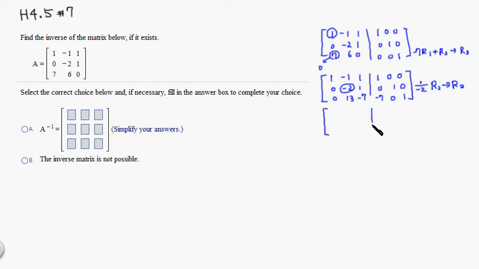All right, so no change on the first row. So 1, -1, 1, 1, 0, 0. All right, then third row is 0, 13, -7, -7, 0, 1. I don't like that number. All right, then you have this guy, so divide by -2: 0 divided by -2 is 0, 1 divided by -2 is -1/2, and 0 divided by -2 is 0, 1 divided by -2 is -1/2. All right, and here's 0.